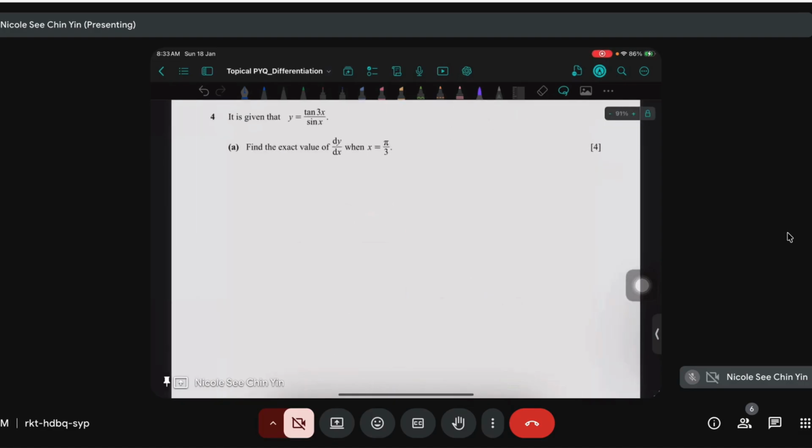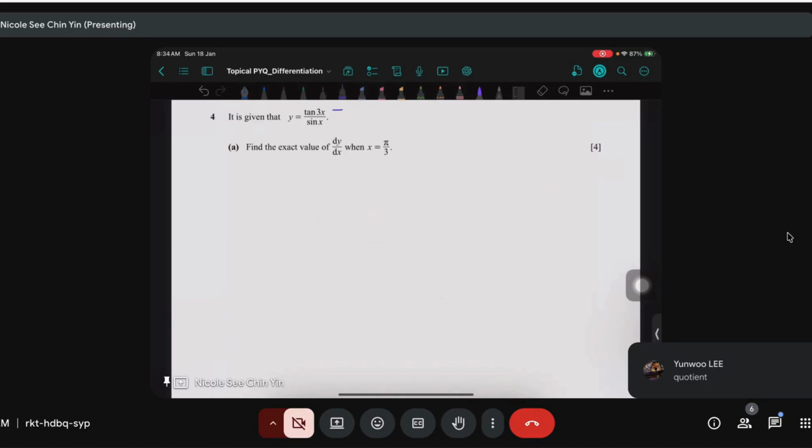Okay, next question. Now, this question is potential, will come out in paper 1, non-calculator paper. It is given y equals tangent 3x over sine x. Basically, what rules are we going to use? Can anyone tell me before I start? For the differentiation, what kind of rule am I going to use? Product? No. It's a fraction.